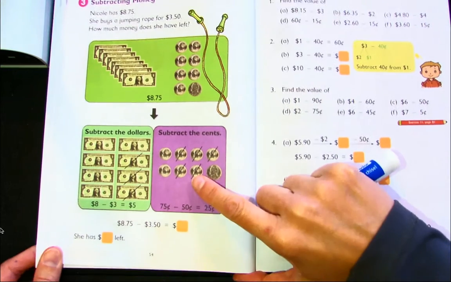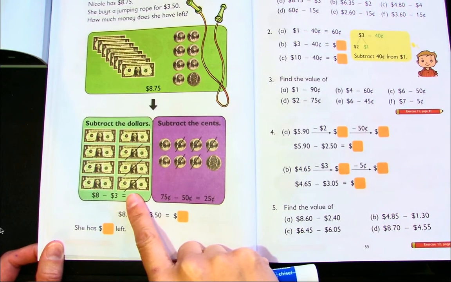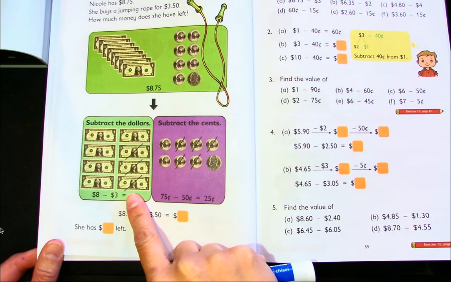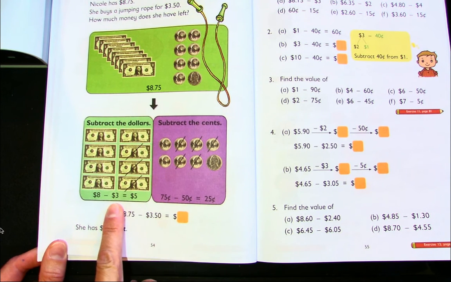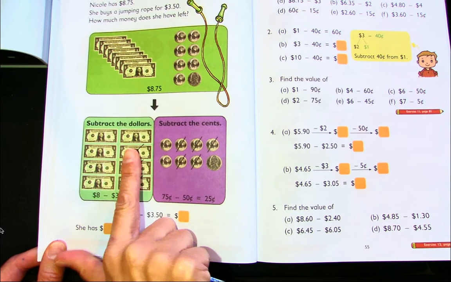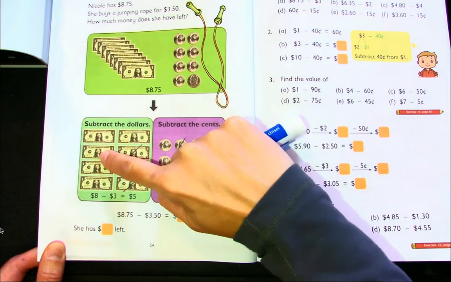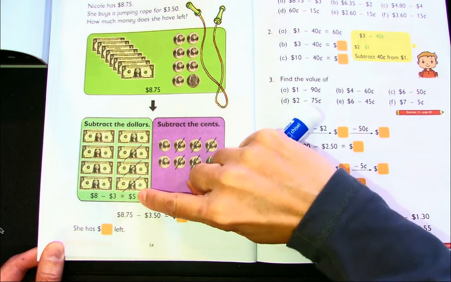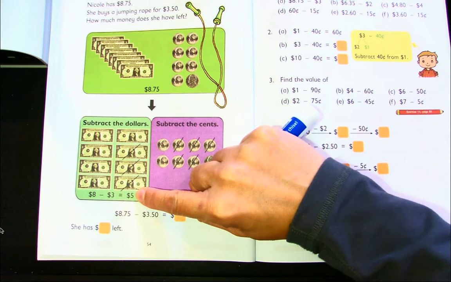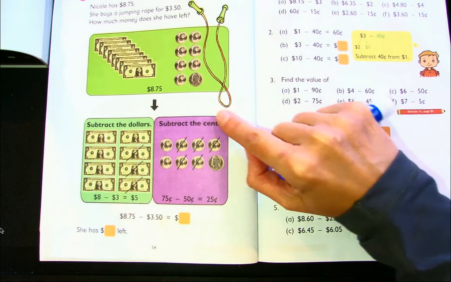And so what we can do, if she bought a jump rope for $3.50, is we can first subtract the dollars. So we know she had $8 and the jump rope cost $3.50. So we can take away $3. So here we've got our $8. Take away 1, 2, 3, and kind of block those out. And then we have $1, 2, 3, 4, $5 left. So we've subtracted the dollars. We have $5, and now we can subtract the cents.